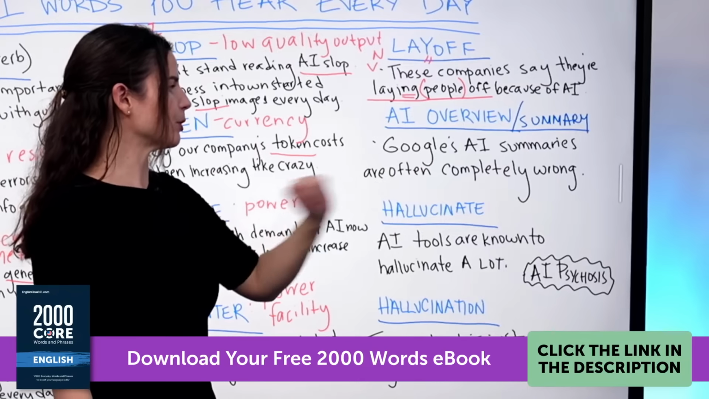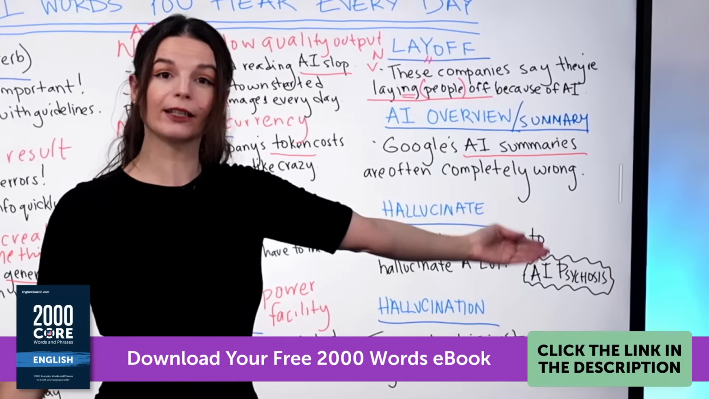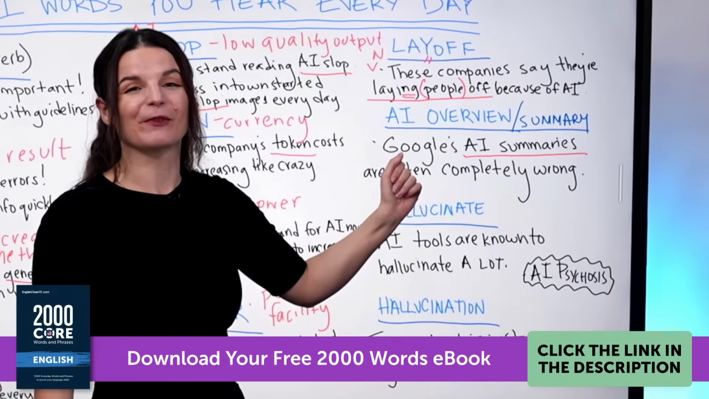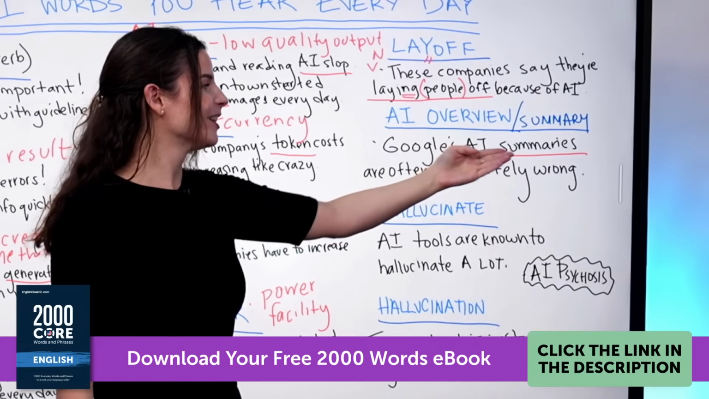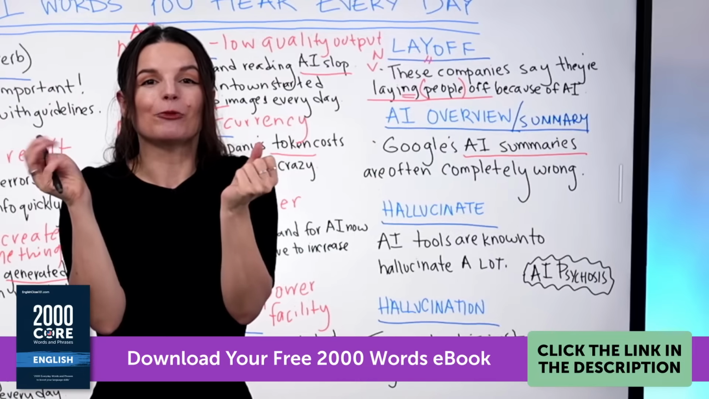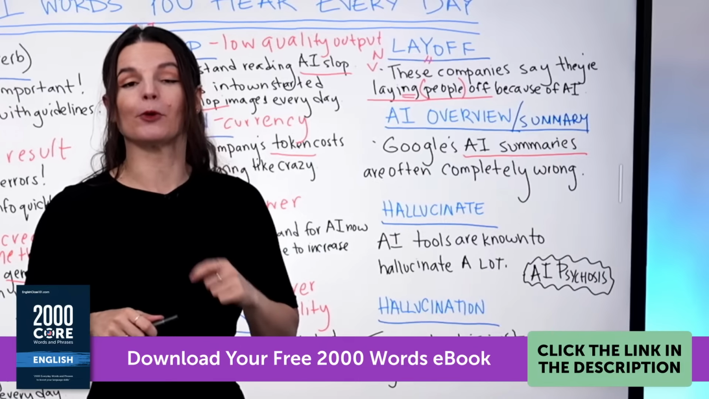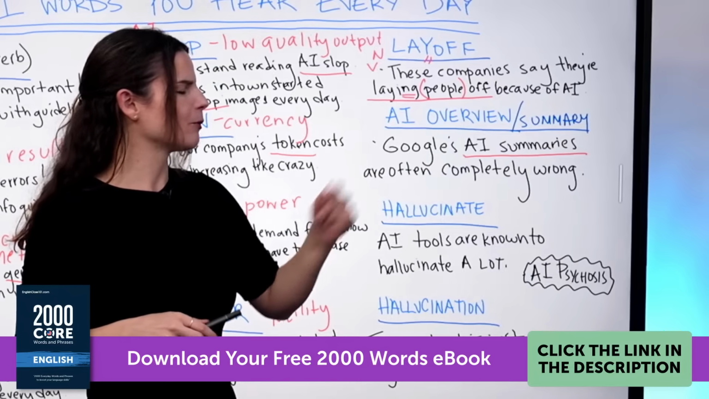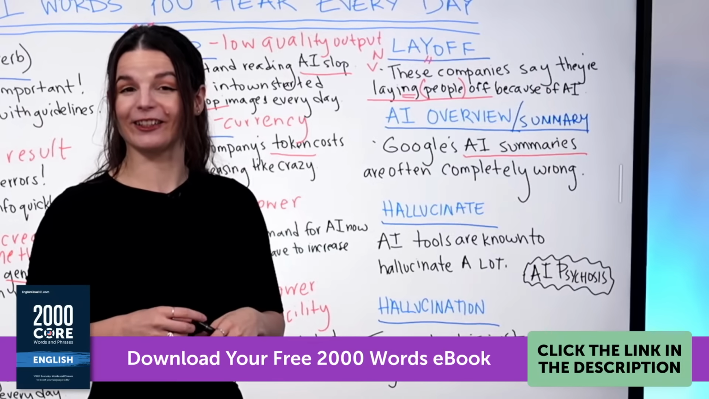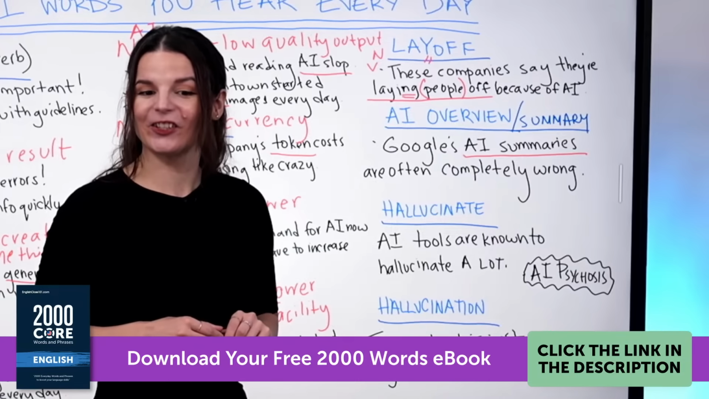So here is our example. Google's AI summaries are often completely wrong. So please be careful, yeah? A summary means when you take all the information and make it short and easy to understand. That's a summary of something. But as I've been seeing online these days, how these summaries are created in Google is very questionable. It's very, very tricky, I think.